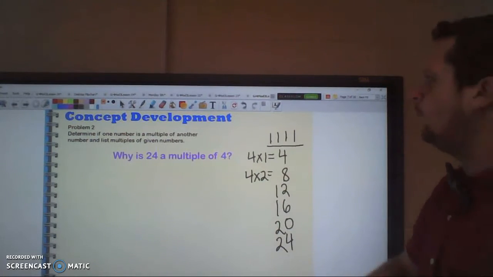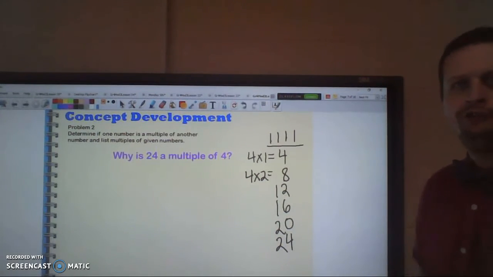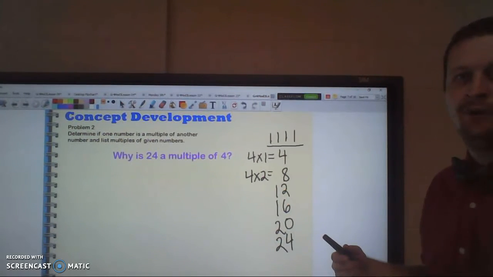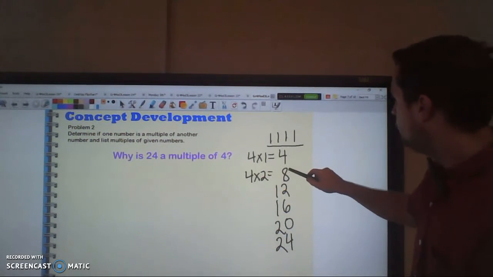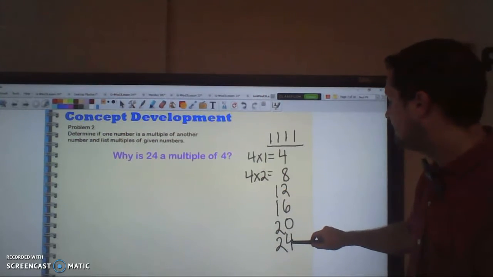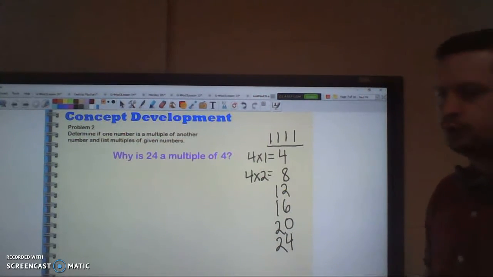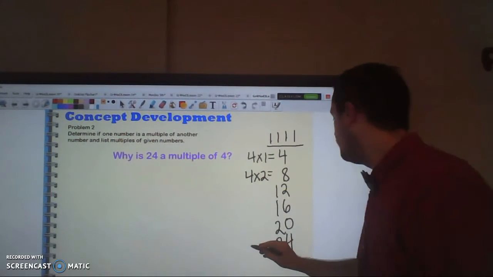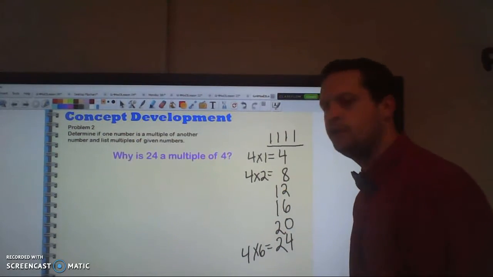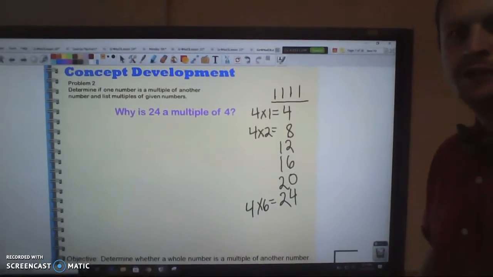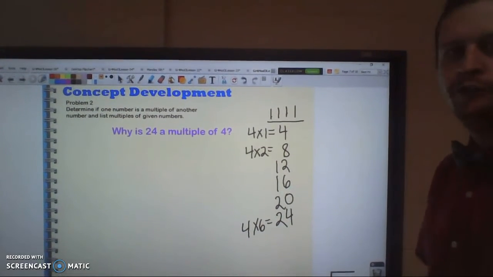Why is 24 a multiple of 4? Well, you could say when I count by 4s, I get to 24. When I get to my 1, 2, 3, 4, 5, 6th multiple, I get to 24. Or you could say, well, it's a multiple because 4 times 6 equals 24.